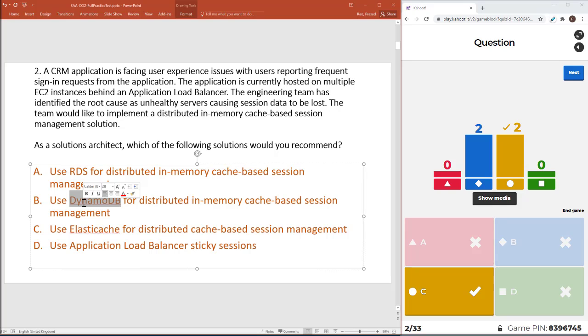If it is for normal in-memory based cache, it is Elastic Cache, and it comes in two flavors, Redis and Memcached. So the correct answer here is option C. It is Elastic Cache.